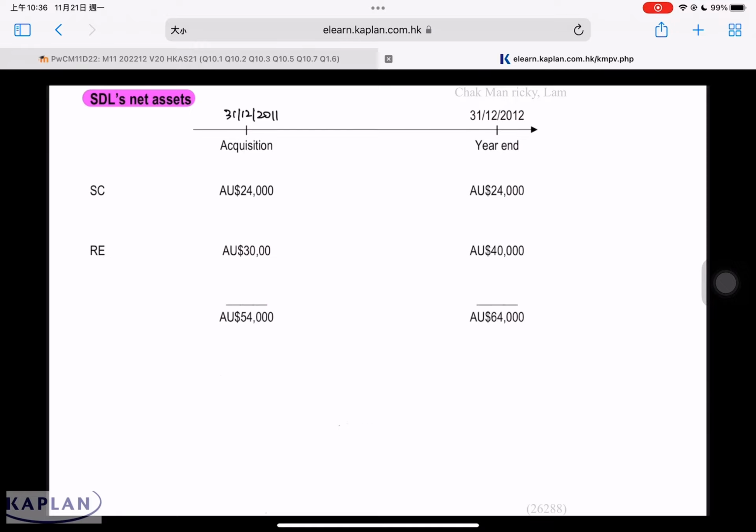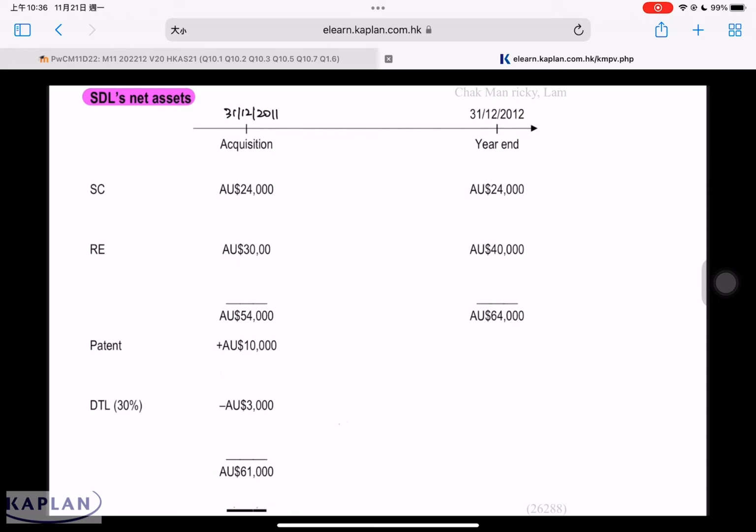At the acquisition date, we say there's a patent asset of $10 million. As a result of this patent asset, we must account for deferred tax liability at 30%, which is minus $3,000. The net assets at the date of acquisition, 54 plus 10 minus 3, is equal to 61. This represents the fair value of net assets at the acquisition date. This is considered the pre.